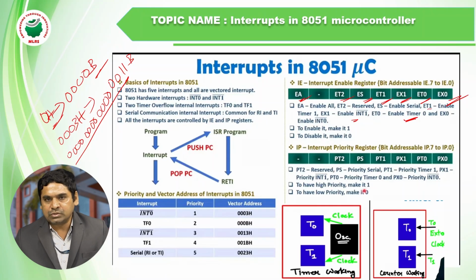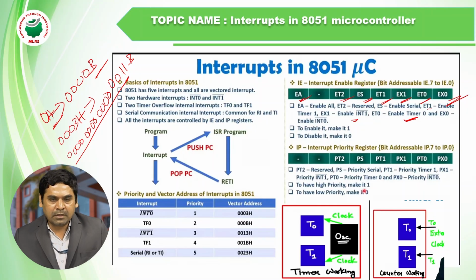When EA equals 0, all bits are disabled. When EA equals 1, all bits are enabled. Means give 1, right?